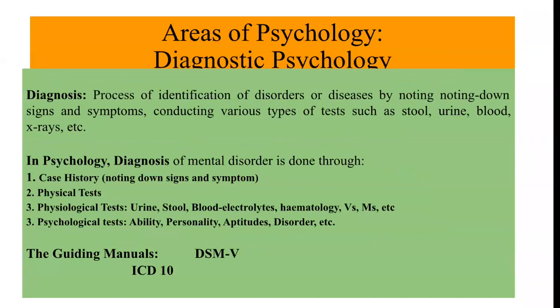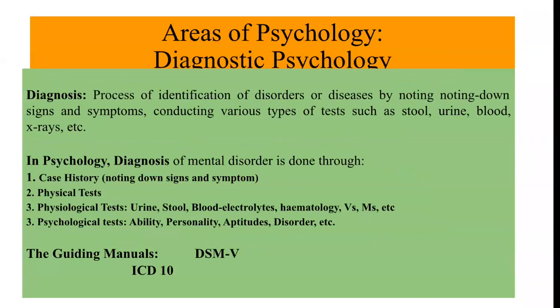Let us first understand what we mean by diagnosis. Diagnosis is basically the process of identification of a disease or disorder by noting down signs and symptoms, by conducting various types of tests such as stool test, urine test, blood test, x-rays, and in psychology, the tests used are psychological tests relevant to a particular disease, as well as some neurological tests like ECG, EEG, breathing rate, etc.